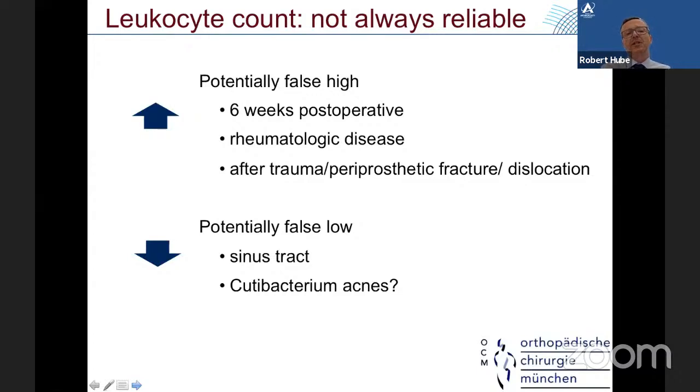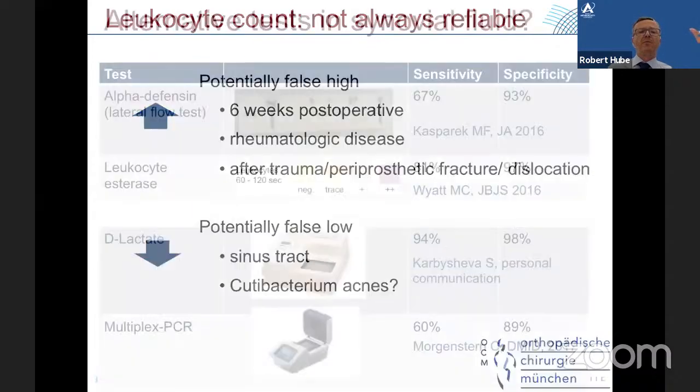Or in rheumatology cases, after trauma, periprosthetic fracture and dislocations, they go up. And in metal-on-metal bearings, you can end up with a high leukocyte count, and that doesn't mean it's infected. And potentially falsely low in the sinus tract, where it's usually very low, and in Propionibacterium it doesn't work too. And then we miss a significant number of our cases. And of course, that is a problem.